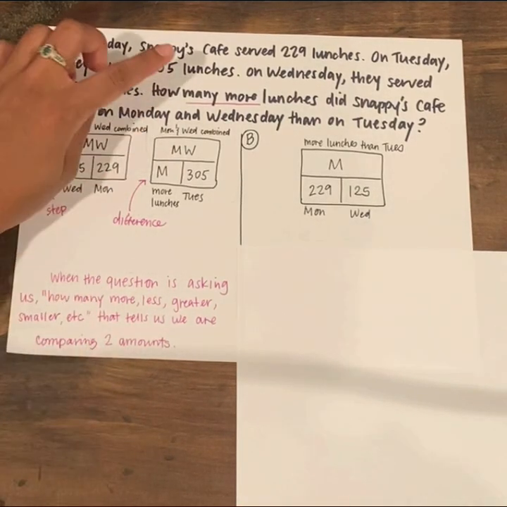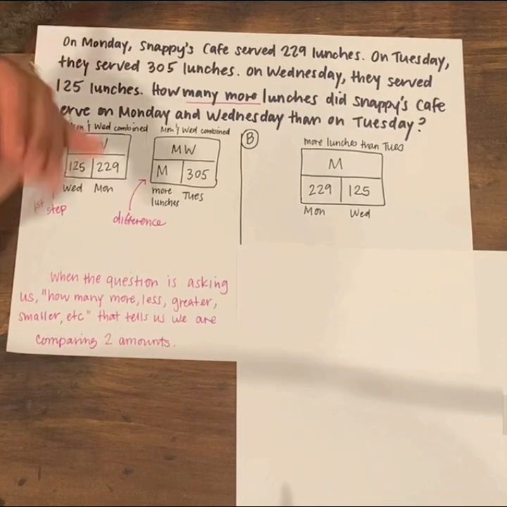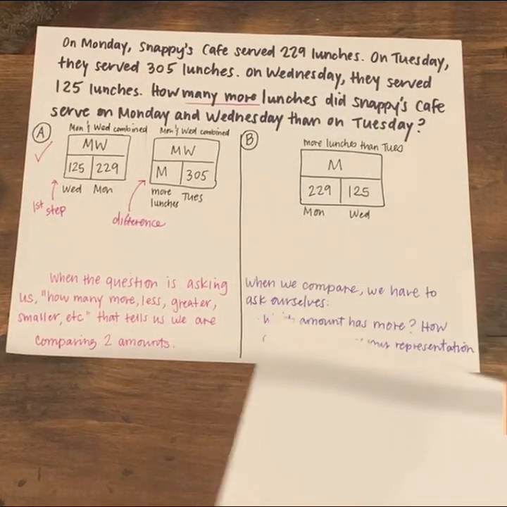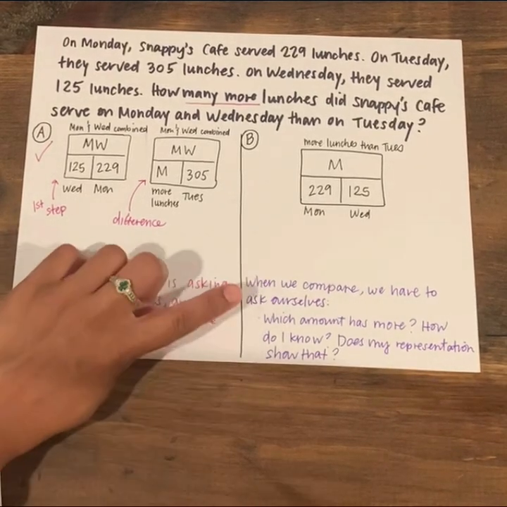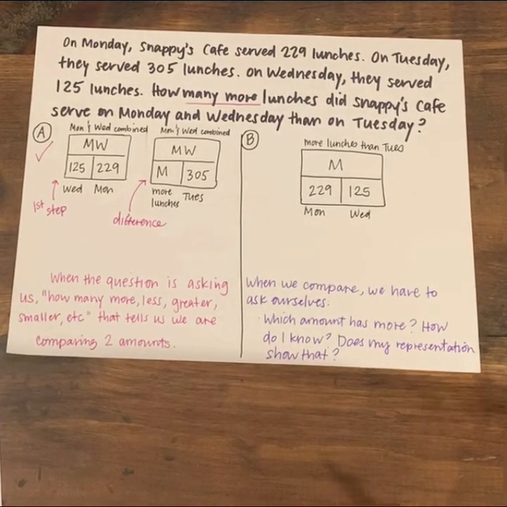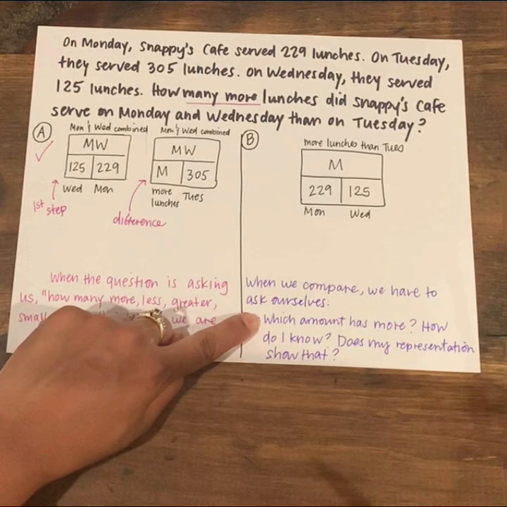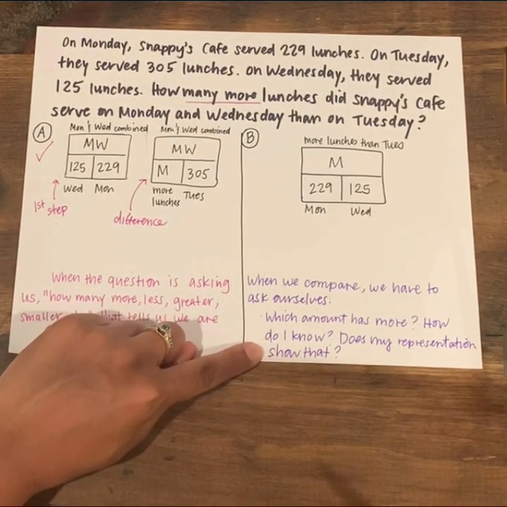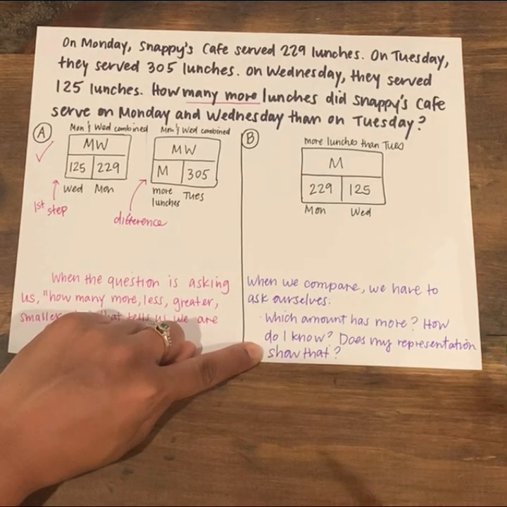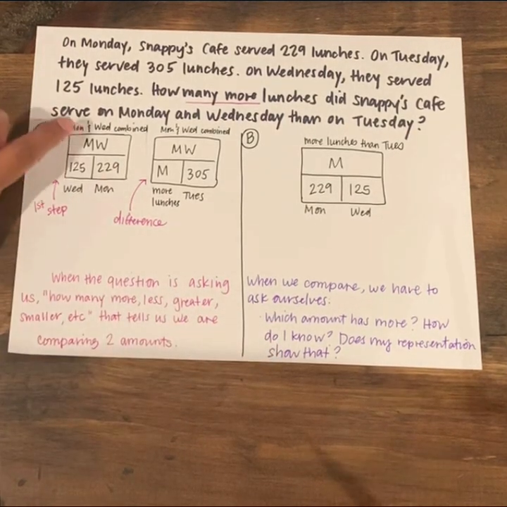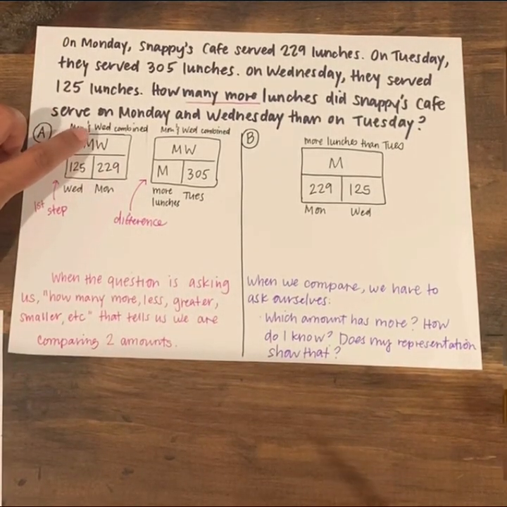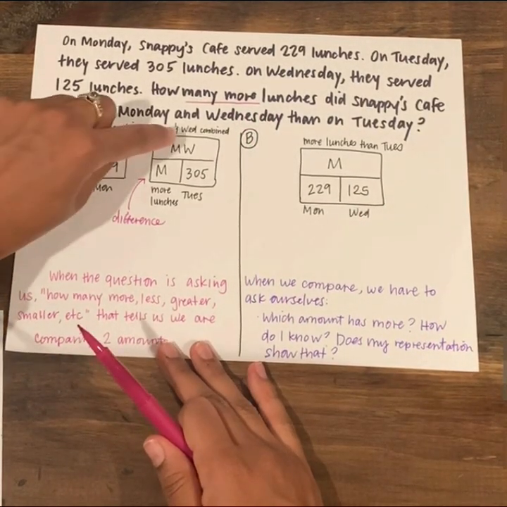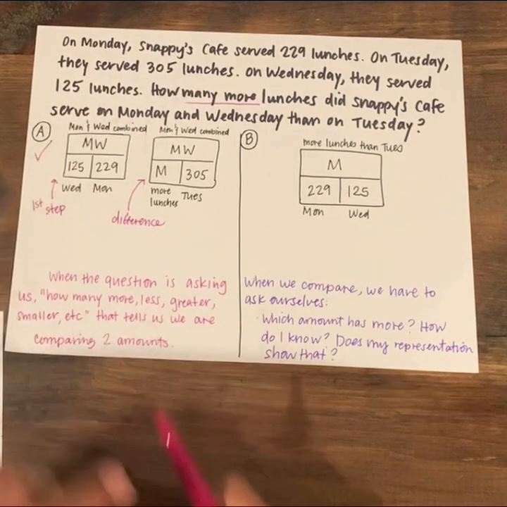So if the problem says one amount has more, our representation also has to show that. When we compare, we have to ask ourselves, which amount has more? How do I know that? And does my representation show that? Student A realized that Monday and Wednesday had more because the problem told us, and made sure that they showed Monday and Wednesday as the total, or the larger amount.